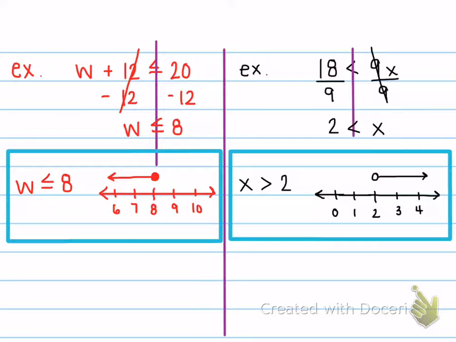All right, let's quickly do 2 more and then a couple story problems, and then we will be done. All right, if you are looking at, for example, 24 is less than or equal to W minus 12. Try it out.